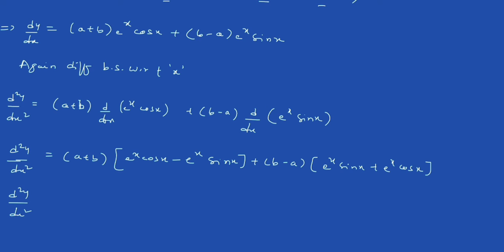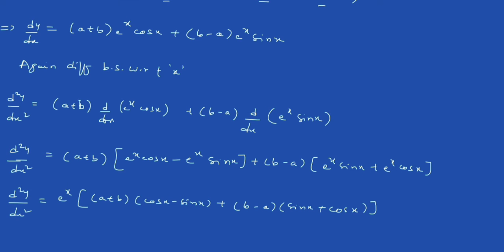And d2y upon dx square is equal to, now take e to the power of x outside here. Inside, what we get? (a plus b) cos x minus (a minus b) sin x. Totally, common we have taken outside from these two terms and these two terms, plus of (b minus a) sin x plus cos x, close the bracket.